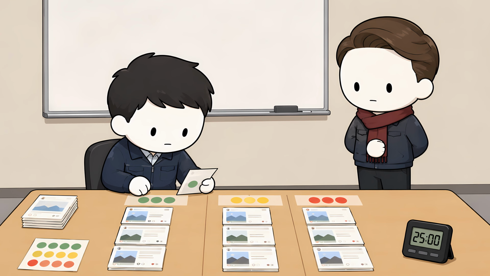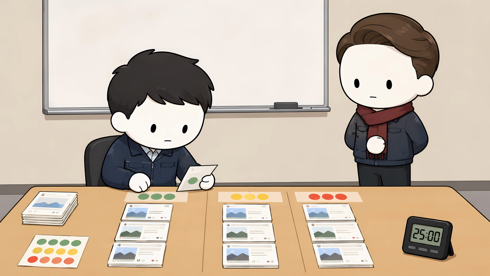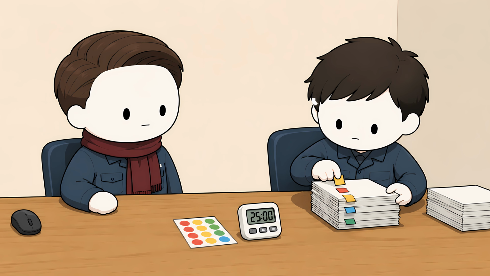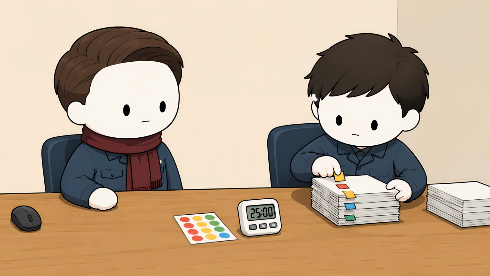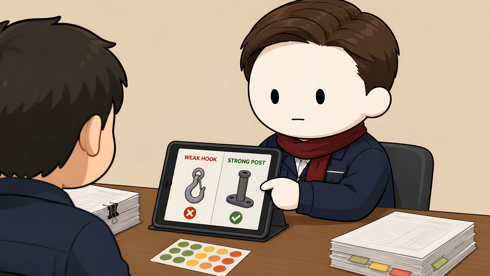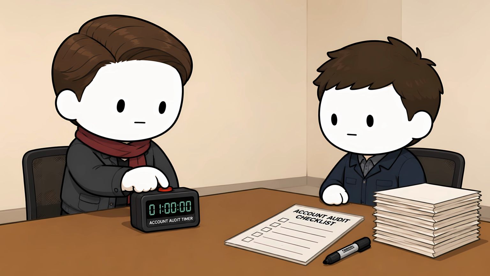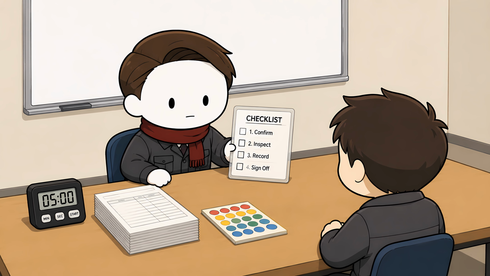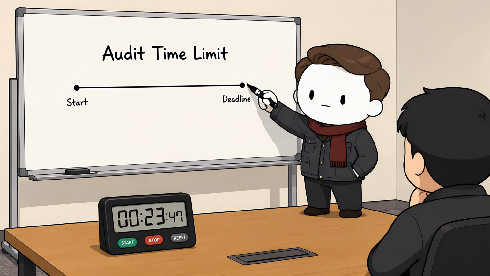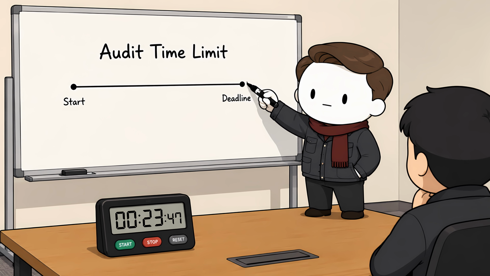You make the junior operator sort printed posts by engagement strength. You keep the mouse untouched while the junior operator moves the post stack. On the tablet, you compare the weak hook with the stronger post. You start the timer for one account audit. Beside the timer, you keep the laminated checklist facing the junior operator. You mark the audit limit with the marker on the whiteboard.